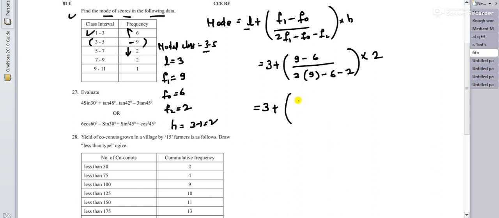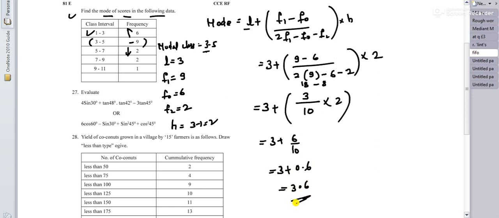Here you see 9 minus 6 is 3 divided by 9 2s are 18 minus 6 and 2 are 8. So 18 minus 8 is 10 into what is this? 2. So this when you solve, this becomes 3 2s are 6 by 10. What is 6 by 10? It is 0.6. So you'll get the answer as 3.6. What is this? Yes, this is mode.